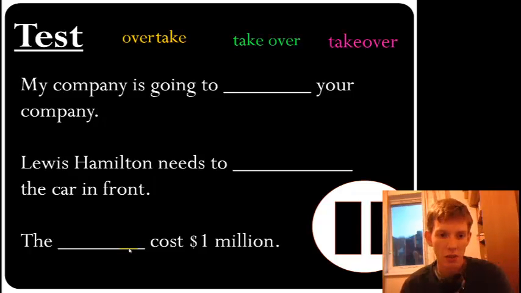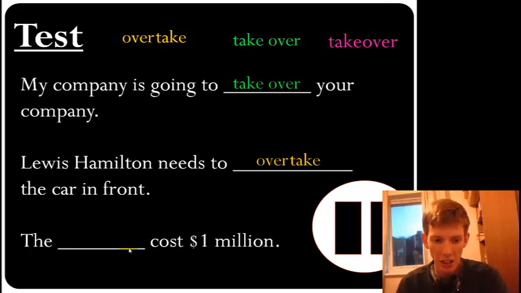Here are the answers. Number 1, my company is going to take over your company. Number 2, Lewis Hamilton needs to overtake the car in front. And number 3, the takeover cost $1 million.